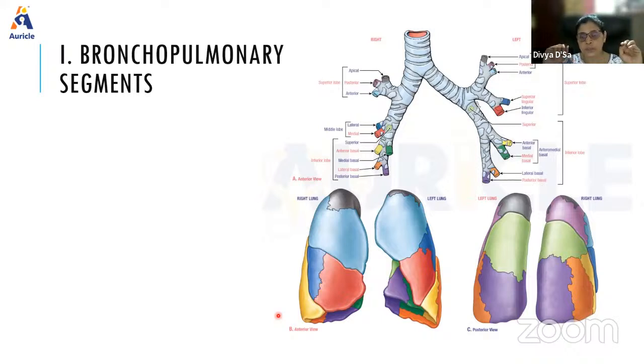Now, which segments are affected commonly? Any segment can be affected, but some segments are commonly affected. In tuberculosis, the apical portion is commonly affected. Why apical only? Because in the apical part, the oxygenation is less. Even though we have our lungs, subconsciously, without conscious effort, we are not using the full capacity of the lung. Very little of the lung is used when we are respiring.